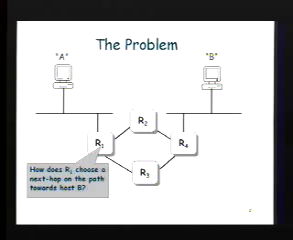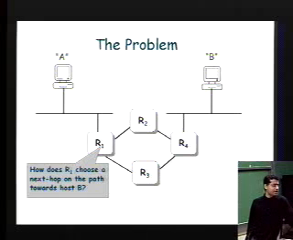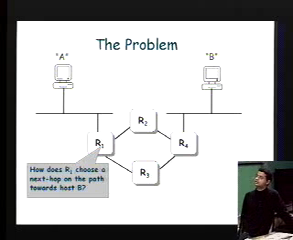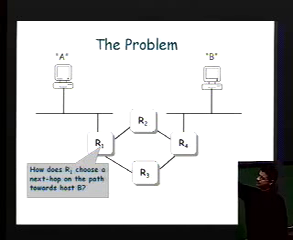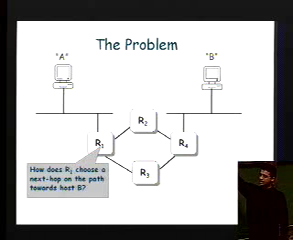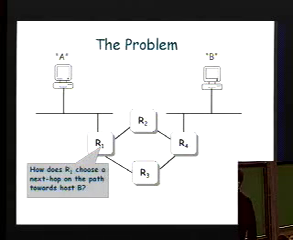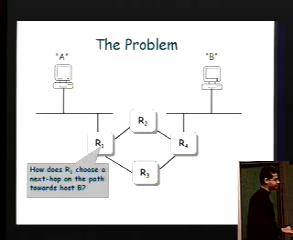So here you have two nodes, A and B, that are trying to communicate. A is connected directly to this router R1. The question at router R1 is, if the final destination is B, which is informed through the packet header, what should I choose the next hop to be? Should it be R2 or R3?